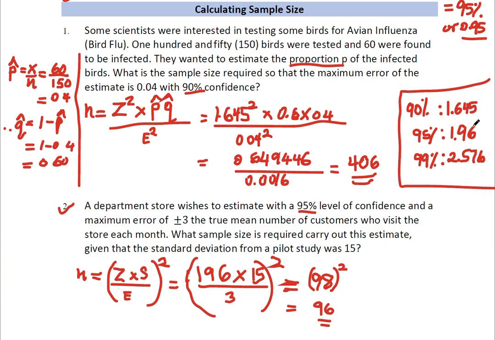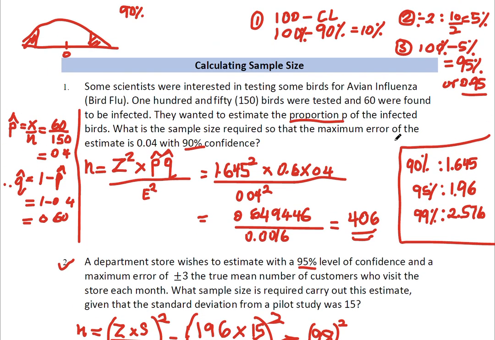So that is how you can use the Z table yourself to come up with the Z score to insert into the formula for calculating the sample size on your own without having to memorize these options.